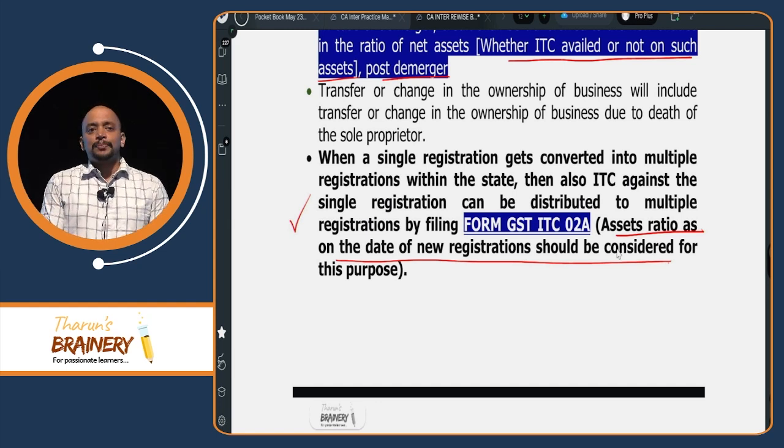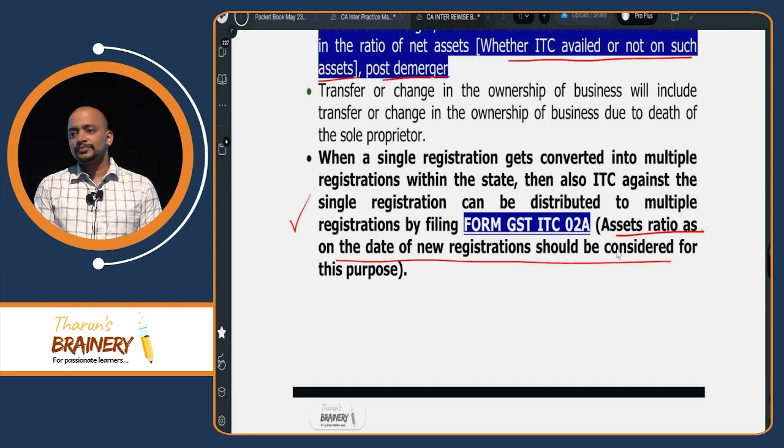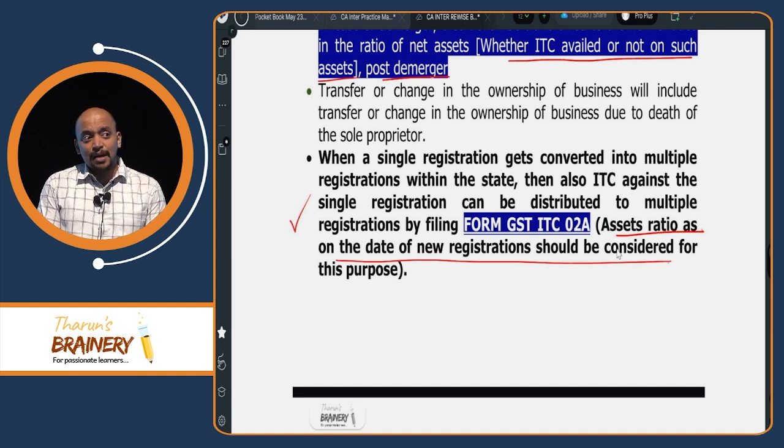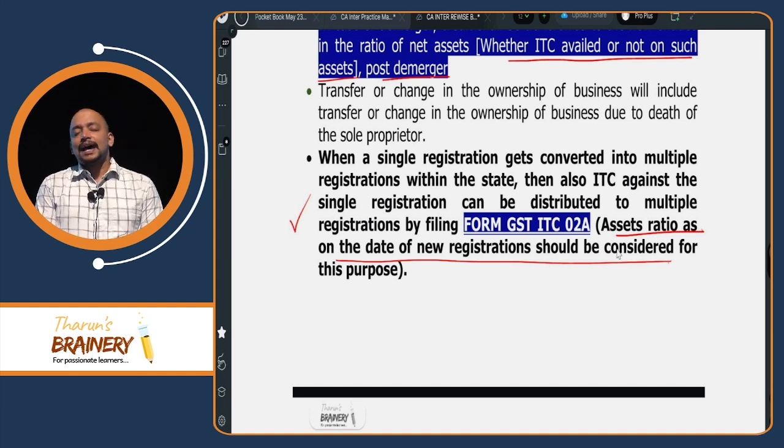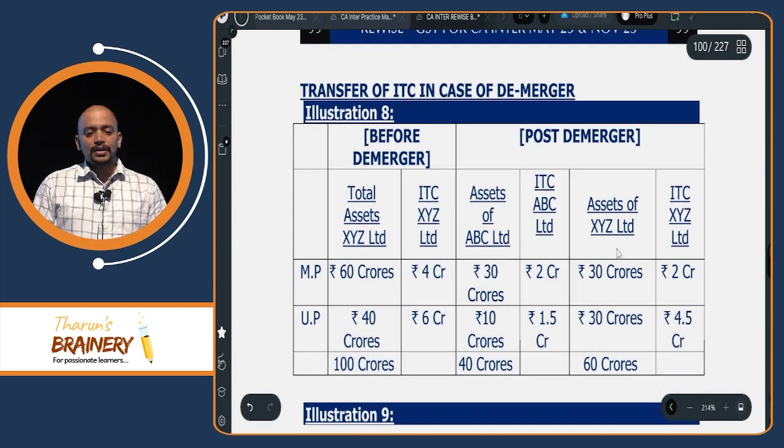ITC 1, should it be certified by CA/CMA? Yes, if ITC amount exceeds 2 lakhs. ITC 2, should it be certified by CA/CMA? Yes, always. ITC 2A, should it be certified by CA/CMA? No, not required. Then look into this.